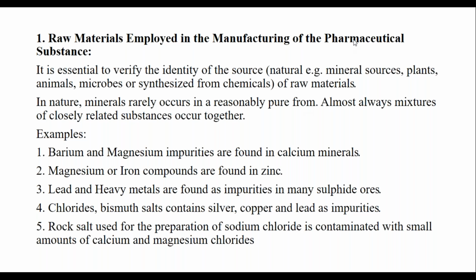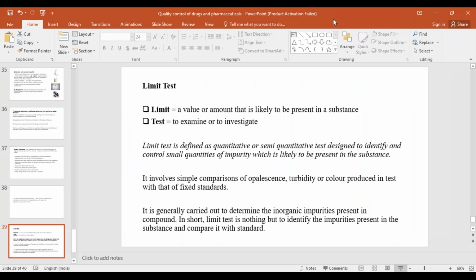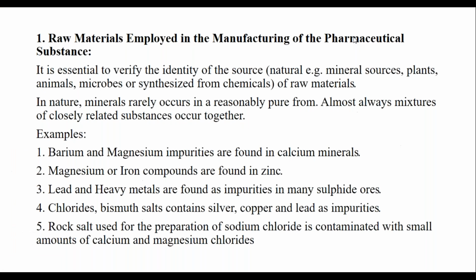So the first one is raw materials employed. Yes, so the first one is the raw materials employed in the manufacturing of the pharmaceutical substance. Now, let me give you a vague example.